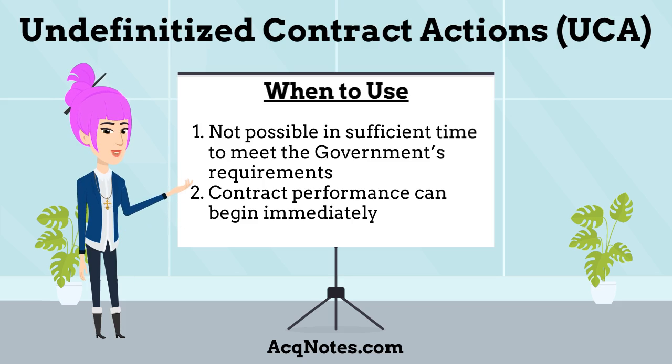When can you use an undefinitized contract action? There are two instances when an undefinitized contract action can be used. 1. The negotiation of a definitive contract action is not possible in sufficient time to meet the government's requirements. And 2. The government's interest demands that the contractor be given a binding commitment so that contract performance can begin immediately, and shall be as complete and definite as practicable under the particular circumstances. These are the two instances when an undefinitized contract action can be used.